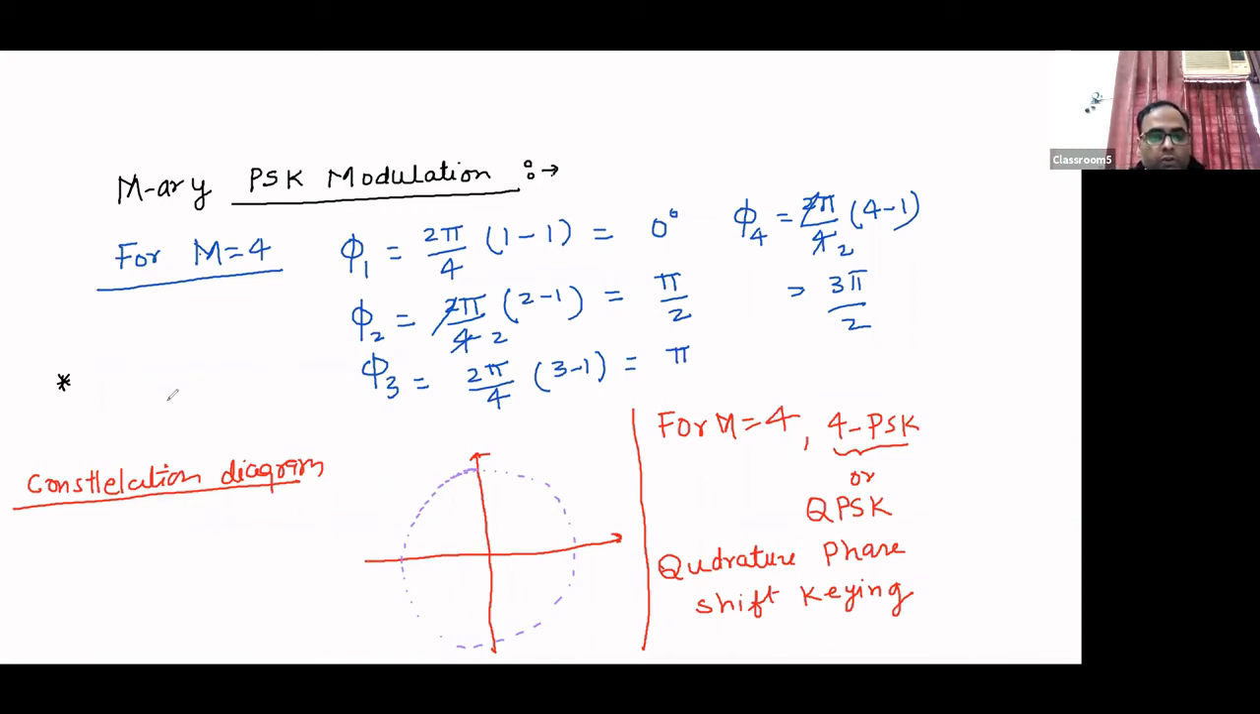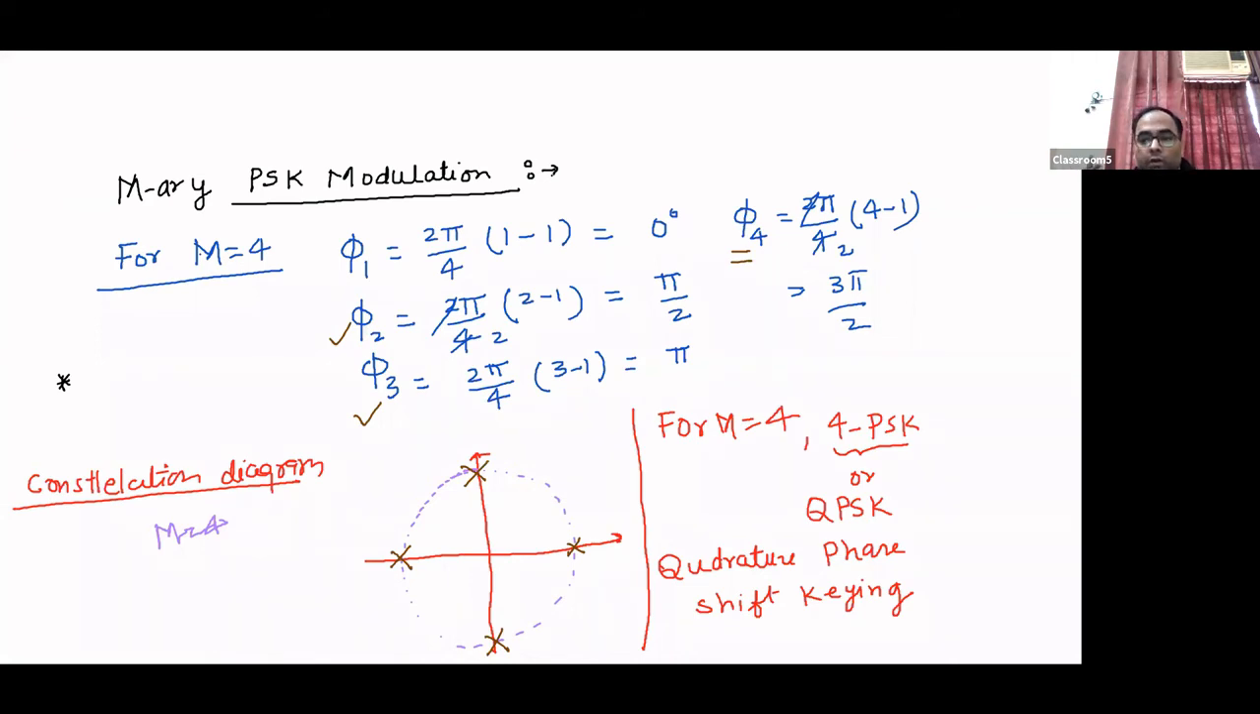So for example, in the case of M is equal to 4, you can have one signal at phi 1, which is 0 degree. The second signal is at phi 2 is equal to pi by 2. The third signal is at phi 3, which is at pi. And the fourth one is phi 4, which is 3 pi by 2, which is 270 degree. So this is a simple constellation diagram for the QPSK modulation scheme or 4PSK modulation scheme.